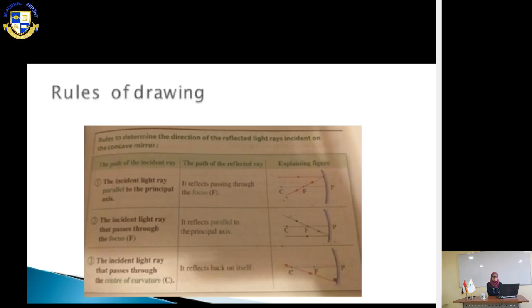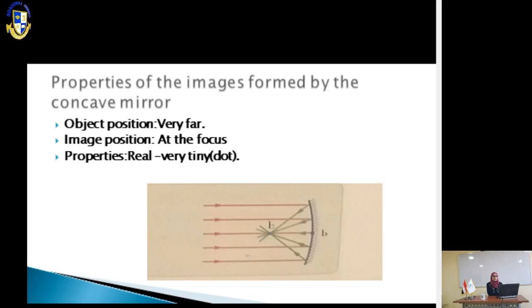So here we have the rules. Number 1, the incident ray falls on the concave mirror parallel to the principal axis, so it passes through the focus. If it passes through the focus, it returns back parallel to the principal axis. If it passes through the center of curvature, it returns back again on itself. Slide number 13. Properties of the image formed by the concave mirror. Here we can see a concave mirror. Object position, very far. Image position at the focus. Properties, it is real and a point.